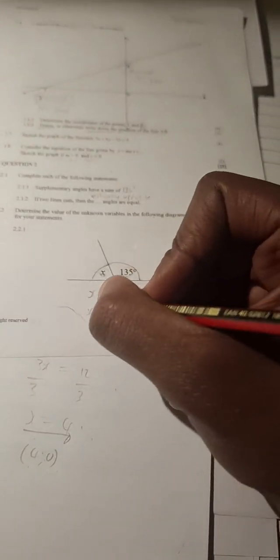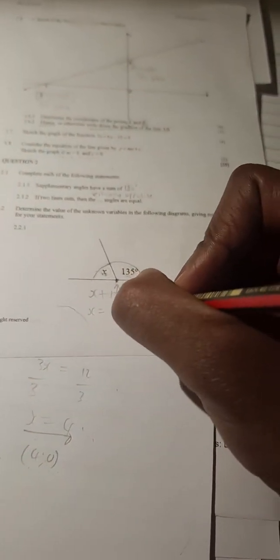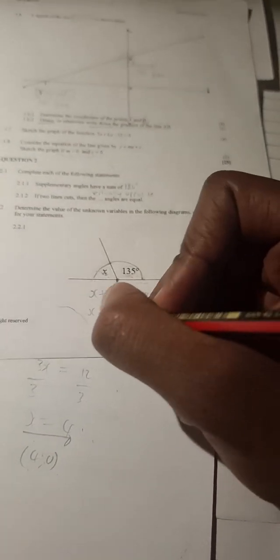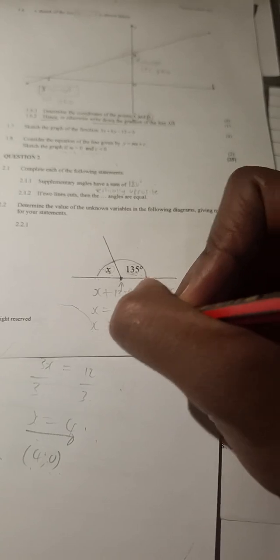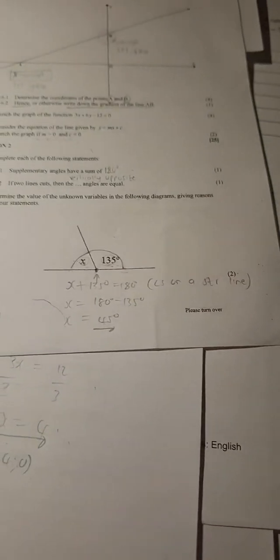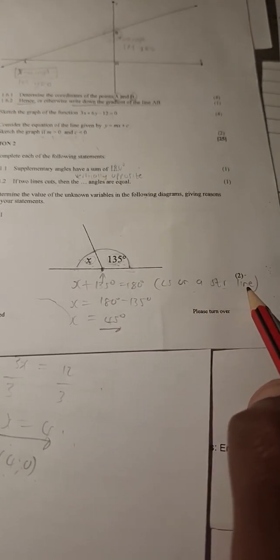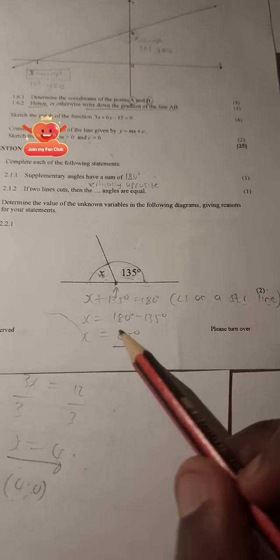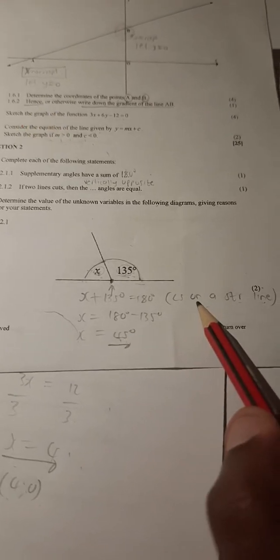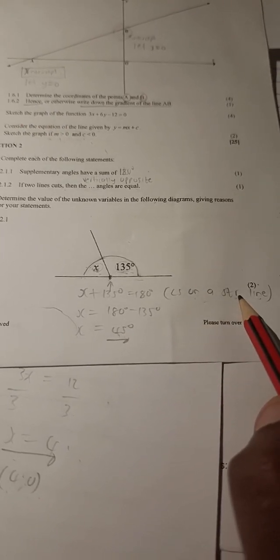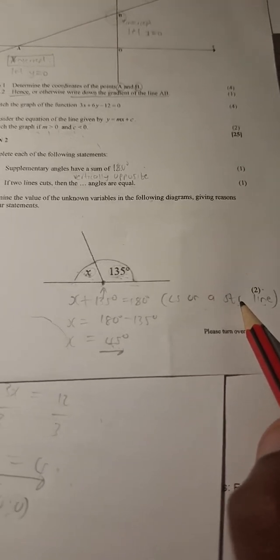Then we solve. x is equal to 180 minus 135. We get x is equal to 45 degrees. Straightforward. So you guys are 100% correct. x is 45 degrees, angles on a straight line. Okay. Could someone just say x is 45 degrees and then write the reason, angles on a straight line, just like that? Yes, definitely. You can.